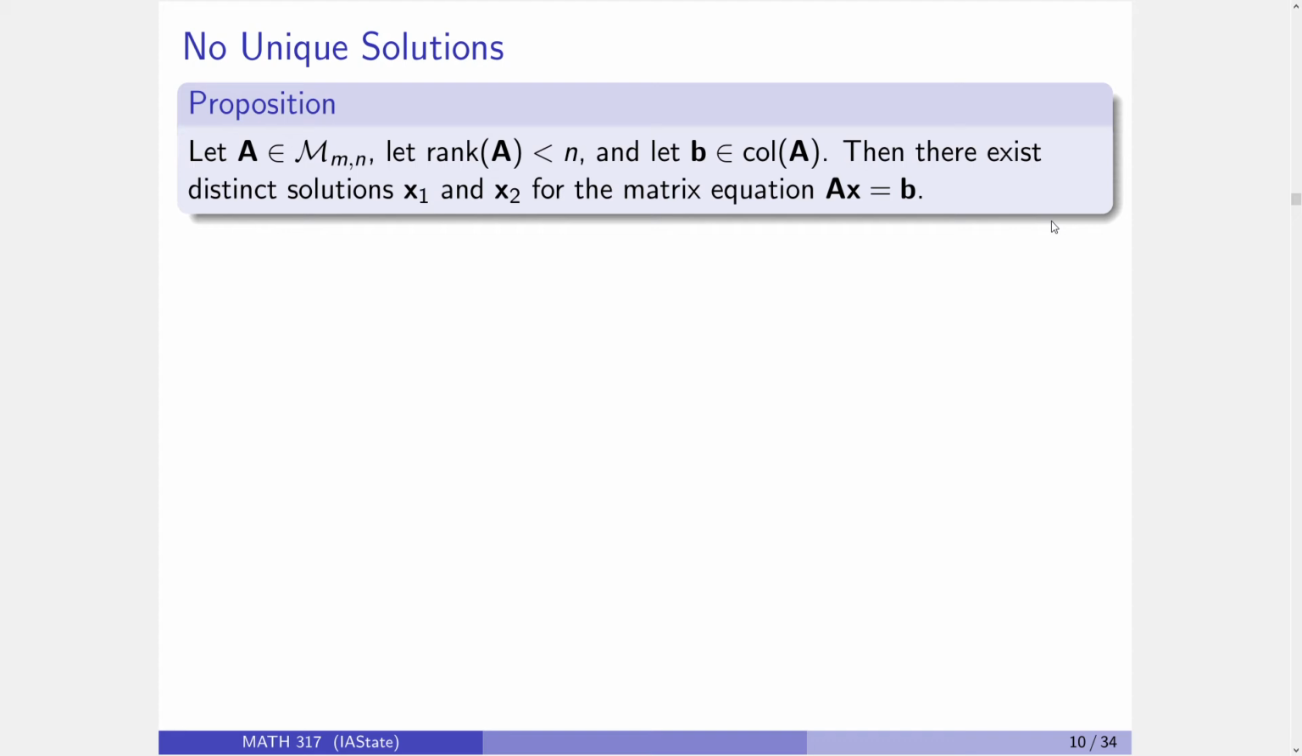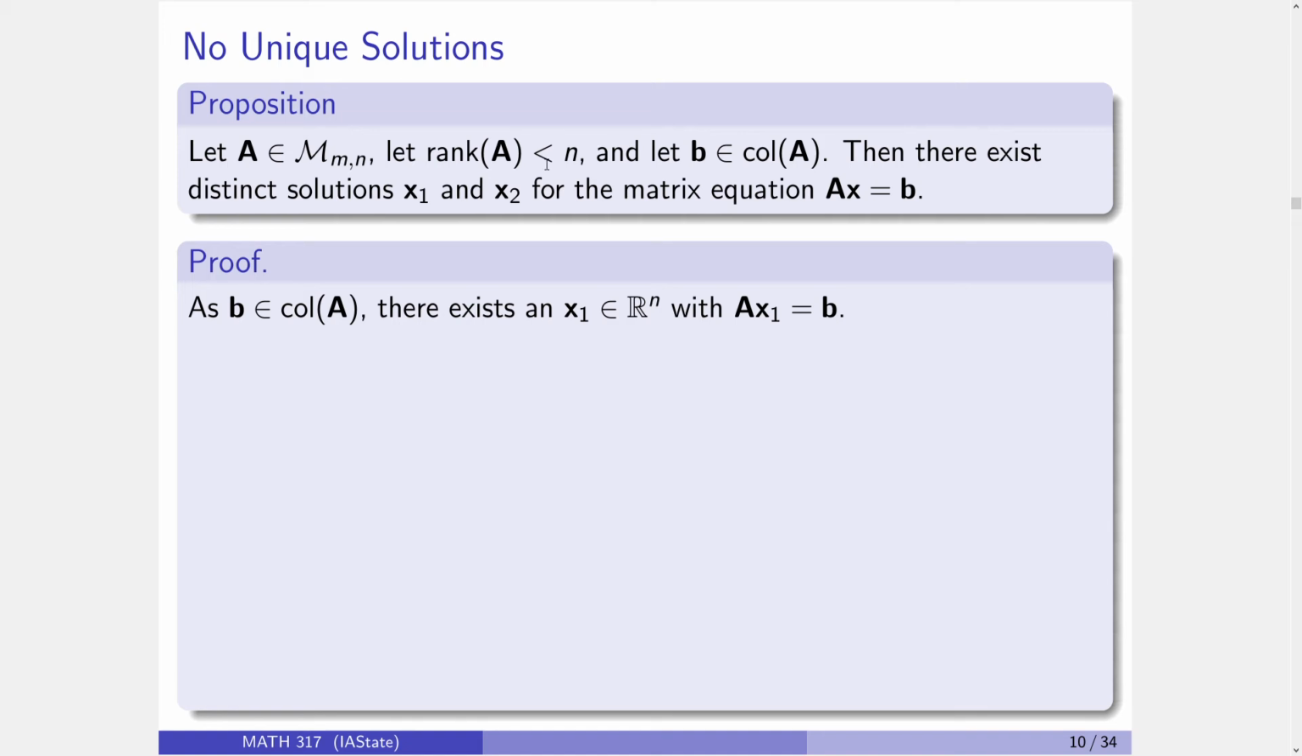Then we will have shown that the only way Ax equals b ever has a unique solution is if, first of all, of course, b lives in the column space, which again we are just outright assuming from this point forward for these slides. But the uniqueness can only happen if the rank is full. So if the rank is deficient, so if the rank is less than n, what's going to happen? Let's prove that there have to be two answers here.